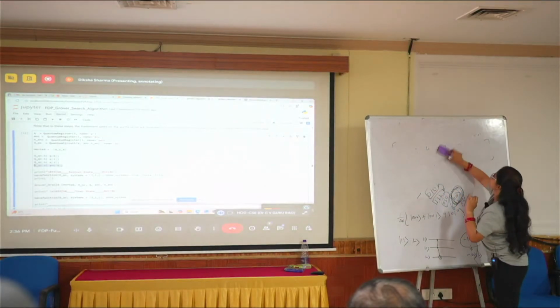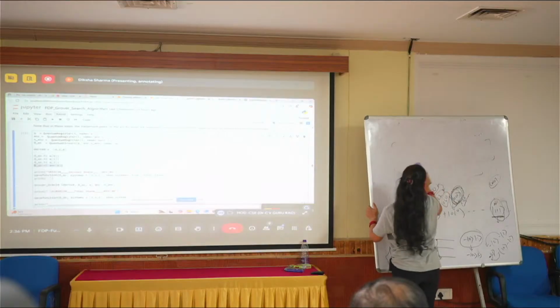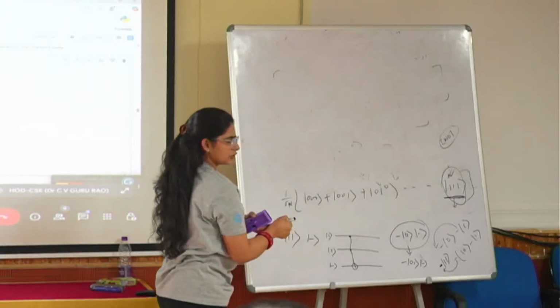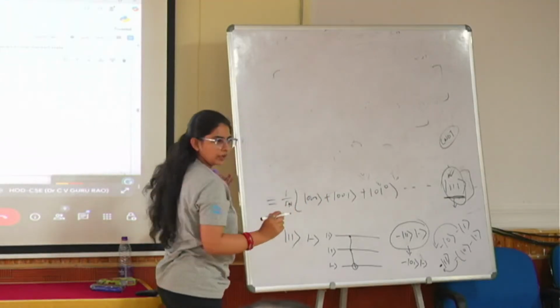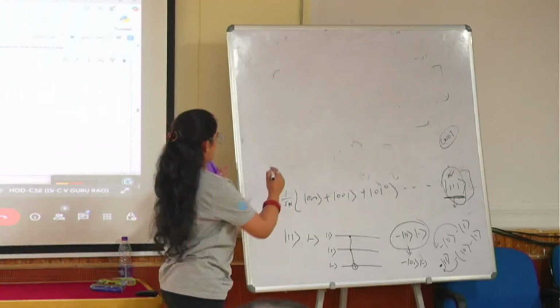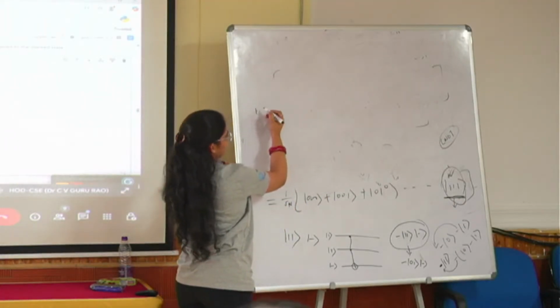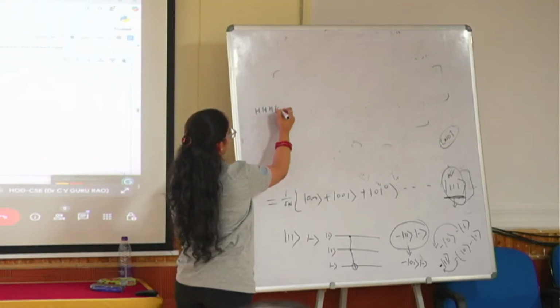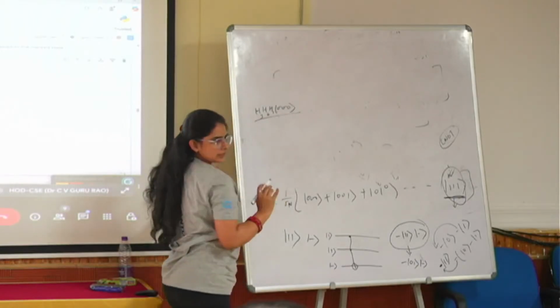I hope this is understandable. Okay, so this is the initial state I would be having. After doing the Hadamard gate, if I am interested in 3 qubits, I have to do Hadamard on all those 3. Okay, first, second, and third. This is what I have done.